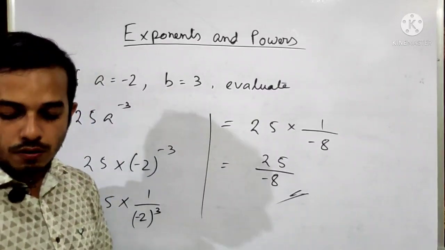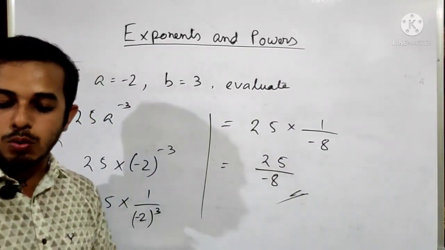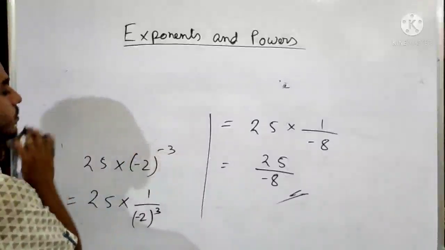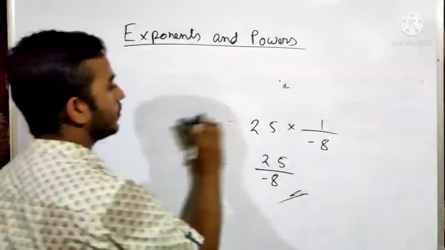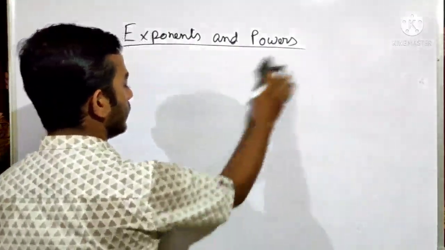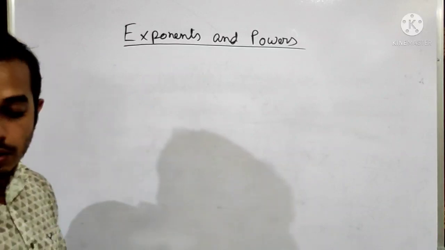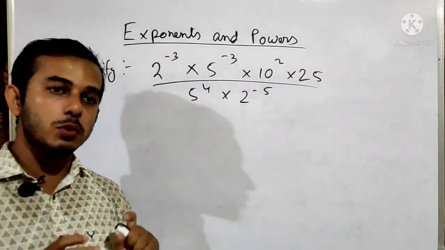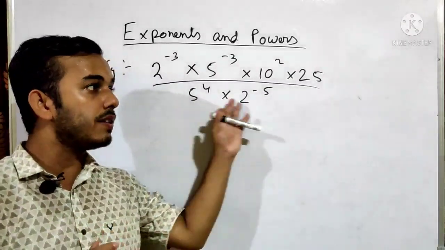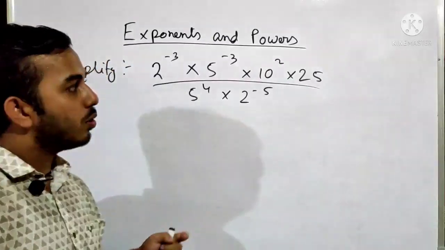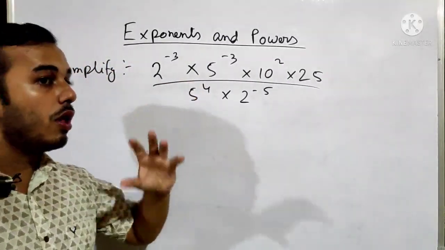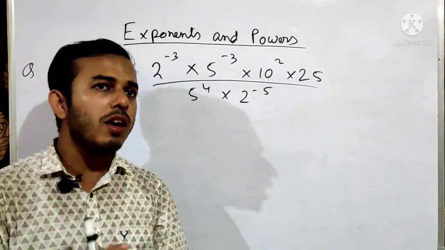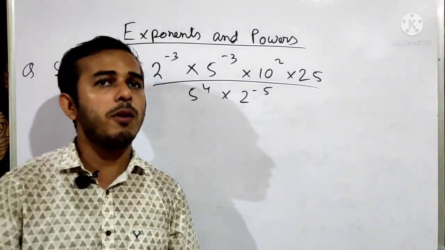Let's solve a few more problems from this chapter. Now let's simplify. Our next question is to simplify. Simplify means we have to take this expression to the simplest form. Here these are exponents, isn't it? While multiplying or simplifying exponents, the base must be the same, or the power must be the same, isn't it?